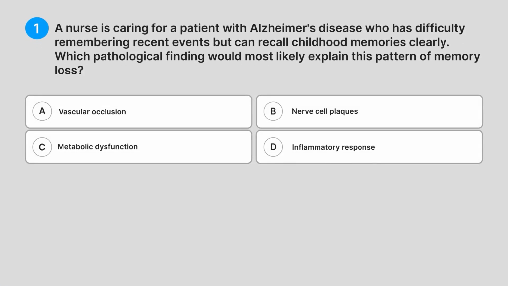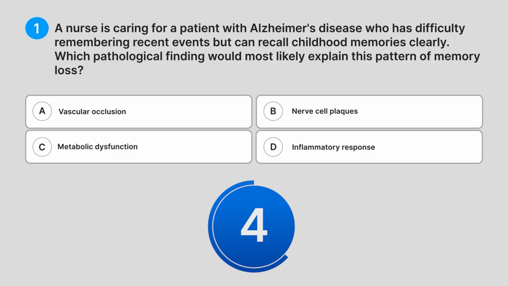1. A nurse is caring for a patient with Alzheimer's disease who has difficulty remembering recent events but can recall childhood memories clearly. Which pathological finding would most likely explain this pattern of memory loss? A. Vascular occlusion. B. Nerve cell plaques. C. Metabolic dysfunction. D. Inflammatory response. Can you guess the answer?